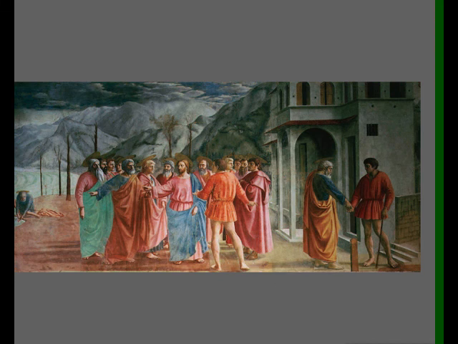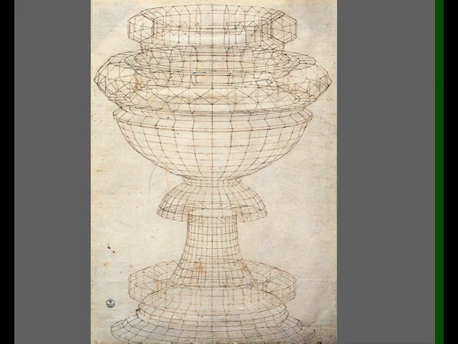Okay, the next artist is named Paolo Uccello. Uccello means bird. And this first work that I'm showing is a geometrical drawing of a chalice. It looks for all the world as if it were drawn by a computer, what we call the wireframe of a 3D model.